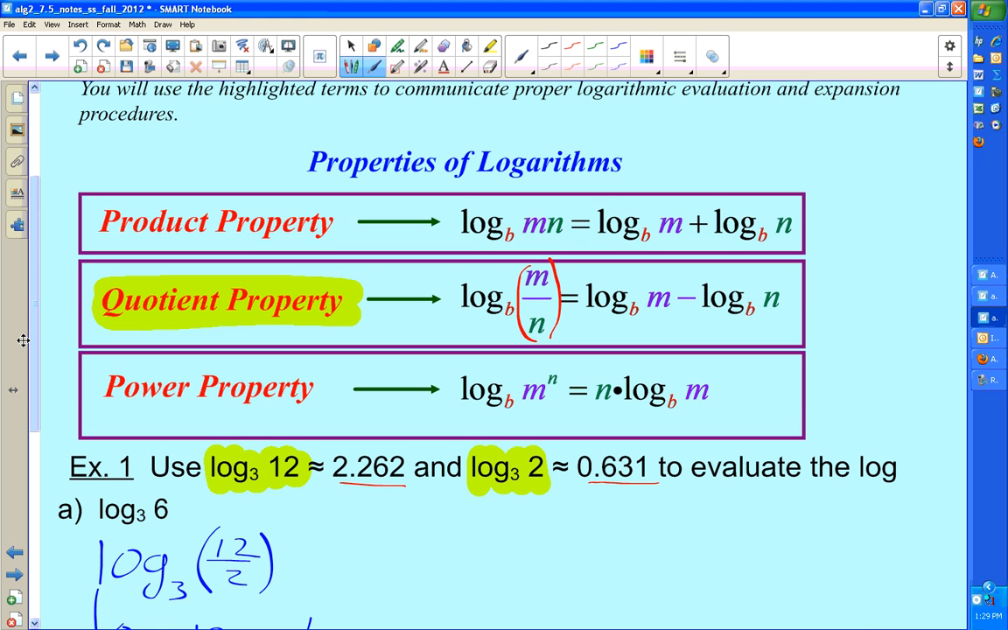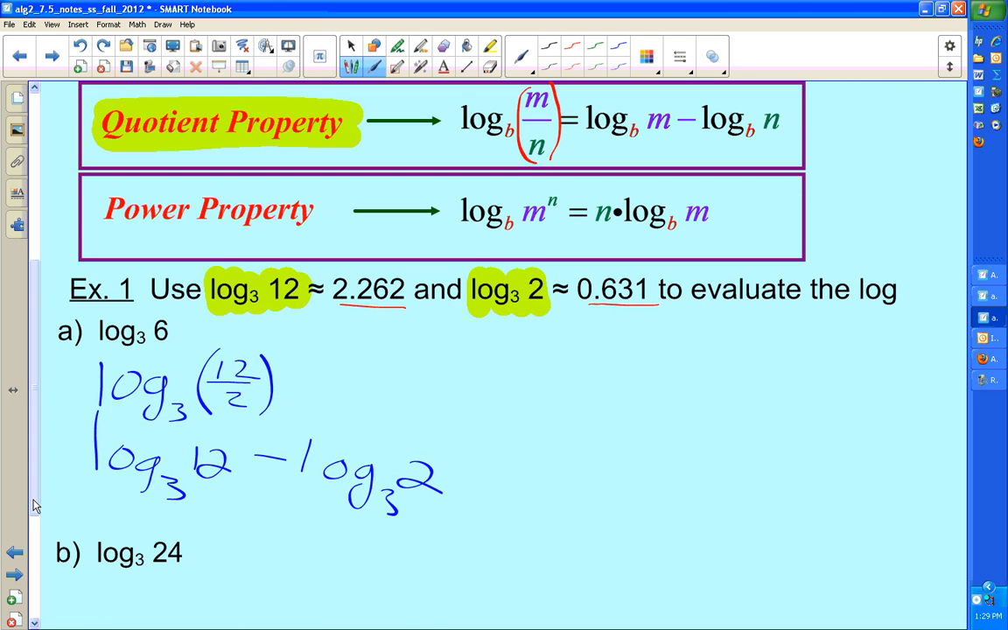Because this says log base b of m over n is log base b of m minus log base b of n. It is the quotient property for logs. Log of the top minus log of the bottom. What's a log? An exponent. If you have the log of a quotient, what do you do with your exponents in a quotient? You subtract them. Why do we do log base 3 of 12 over 2? Because we have to use the number 12 and the number 2 in such a way to get 6. 12 divided by 2 is 6. I only rewrote this because I know 12s and I know 2s.